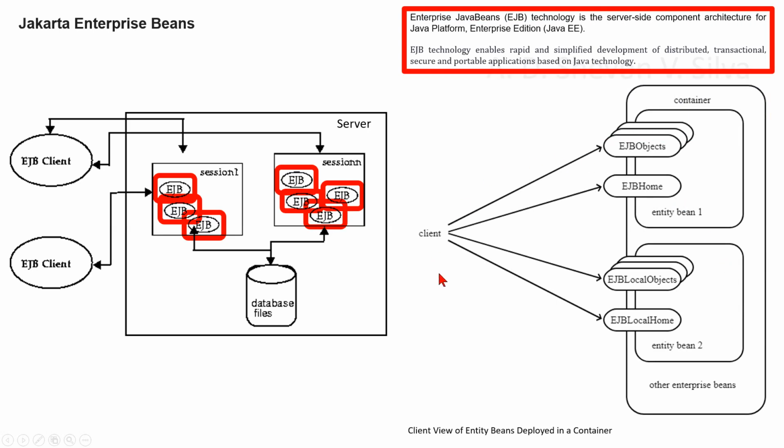Here you can see the client view of entity beans deployed in a container. This diagram illustrates the view that a container provides to a client of the entity beans deployed in the container. Note that a client may be a local client of some entity beans and remote client of others.